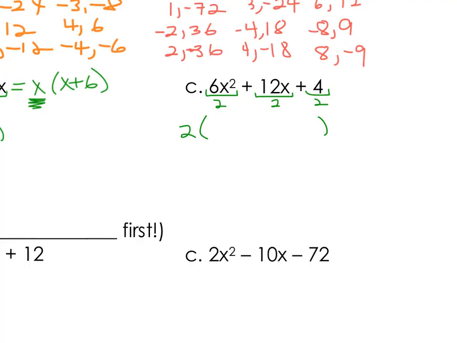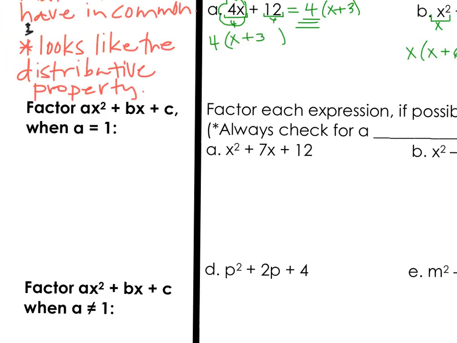6x squared divided by 2, 6 divided by 2 is 3, and nothing comes out of that x squared. And then we have plus 12x over 2 would become 6x, and then 4 over 2, we'd have a 2 left over. This is the equivalent expression, and I underlined all of that. 2 is our common factor.